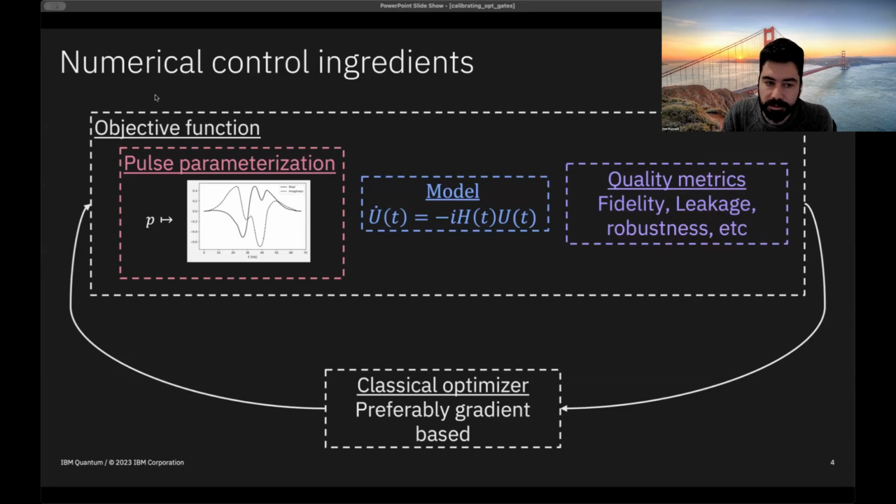So having gradients is a really important thing. So not only computing this function, but having gradients of this function as well.